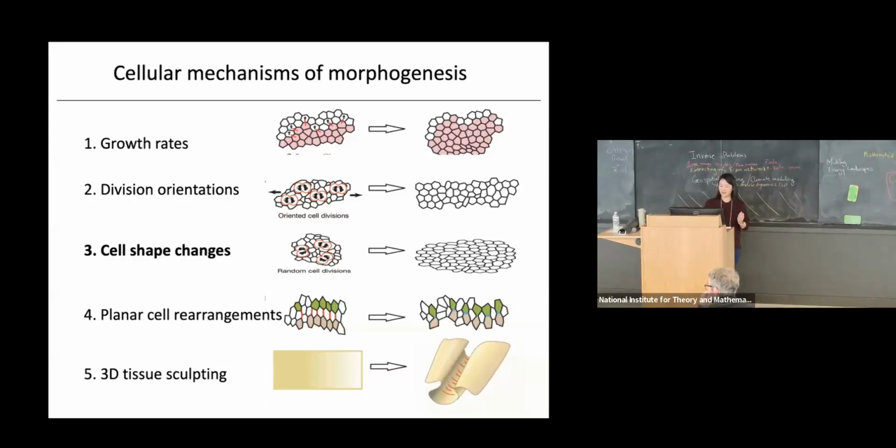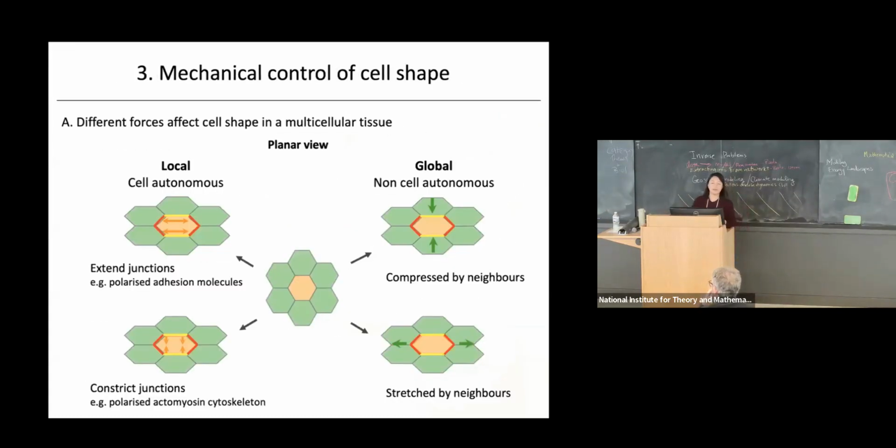Another thing, as I said, is simply changing shape, right? Clearly, if I just stretch myself or squeeze myself, I change how I look, right? But that's easy in a way to think about for a single cell in isolation. So for example, if you focus on the single cell in the middle, this orange cell, it can adhere to neighbors to stretch, or it can also contract in a polarized way, for example, through polarized actomyosin structures.